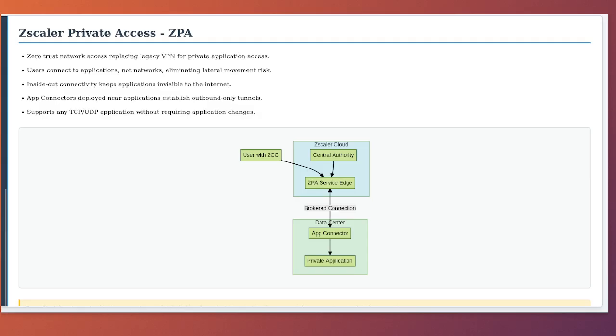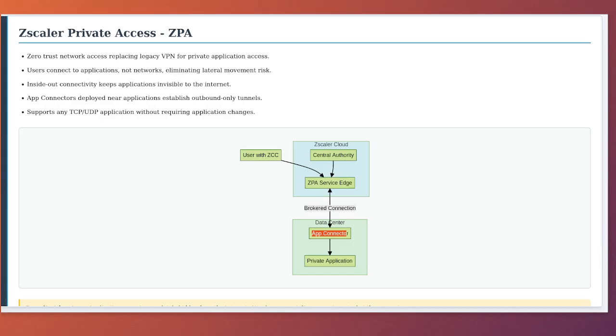The ZPA architecture involves several components working together. Users with Zscaler Client Connector connect to the ZPA Public Service Edge. Here, their identity is verified and policies are evaluated. If access is authorized, the service edge instructs the appropriate app connector to establish a connection from the application side. The two connections are stitched together, creating an end-to-end encrypted path between the user and the application without ever placing the user on the network.